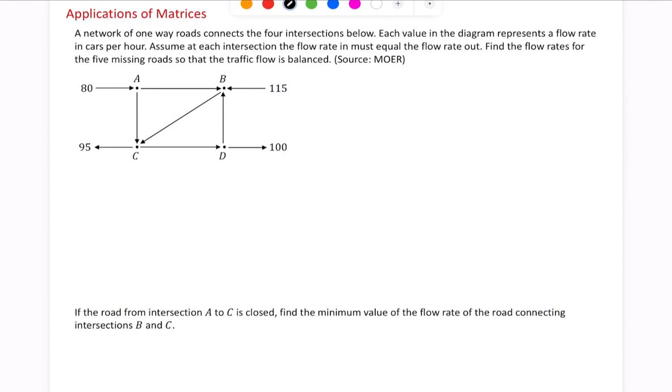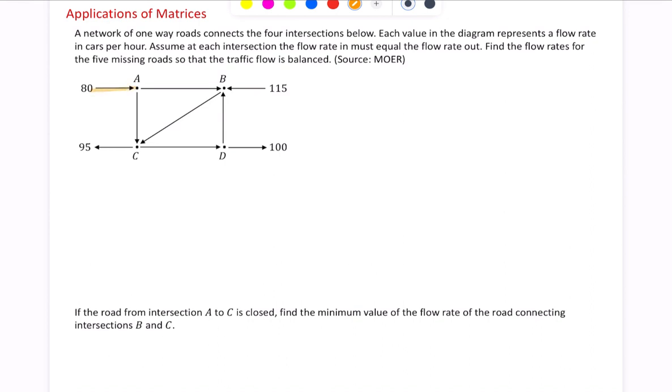A network of one-way roads connects the four intersections below, the intersections being A, B, C, and D. Each value in the diagram represents a flow rate in cars per hour. Assume at each intersection the flow rate in must equal the flow rate out. Find the flow rates for the 5 missing roads so that the traffic flow is balanced.